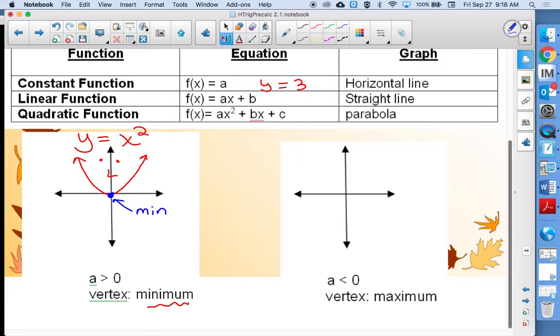The other option would be when our a value is less than 0, so any negative number in front of the x squared. Then our parabola goes down, and it makes a frown.